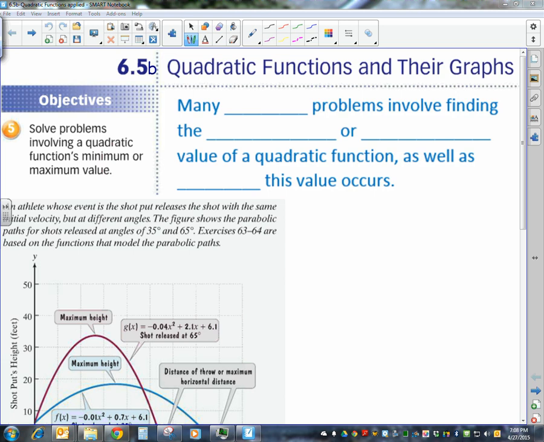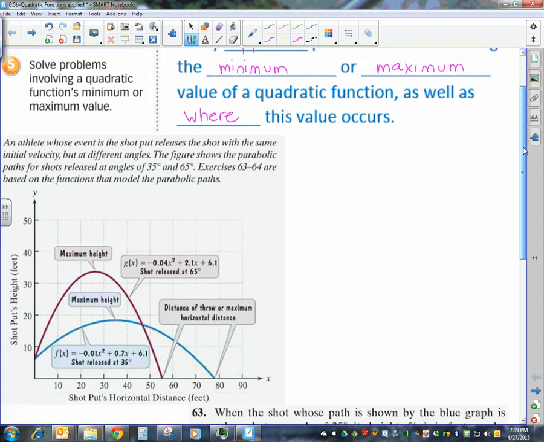The last lesson that we have for this chapter is talking about the applications of quadratic functions. As I just said, many applied problems involve finding the minimum or maximum value of a quadratic function, as well as where this value occurs. So we will distinguish between the two of them.